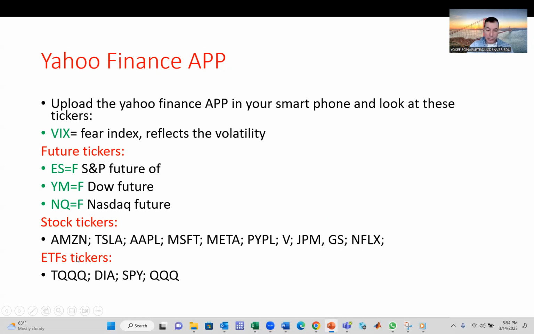The ETF that we use is TQQQ. QQQ is the ETF for the NASDAQ. SPY, we just saw that, is the ETF for the S&P. And DIA is the ETF for the Dow. So the Dow, the S&P and the NASDAQ don't trade as stocks. You cannot buy them. You buy the ETF of them.